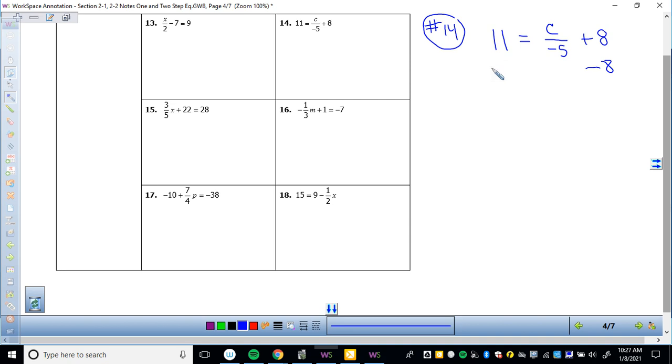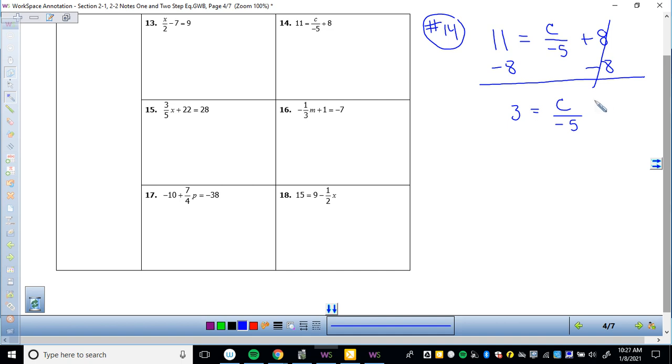So we're going to do minus 8 on each side. 8 minus 8, that goes to 0. That's what we want to see happen. 11 minus 8 is 3 equals c over negative 5. All right, I'm staying with you, Patrick. You're finishing this guy. All right, we have c divided by negative 5. What's the opposite operation?